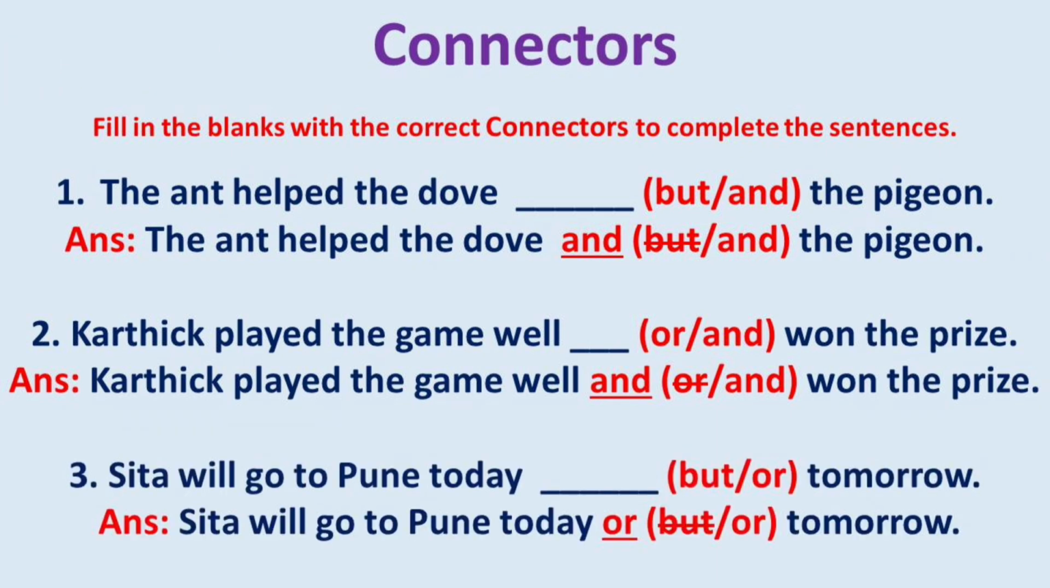Next 3. Sita will go to Pune today dash, but or, tomorrow. Here, two ideas: Sita will go to Pune today and other is Sita will go to Pune tomorrow. Or shows there is only one choice or option. So, the answer is, Sita will go to Pune today or tomorrow.